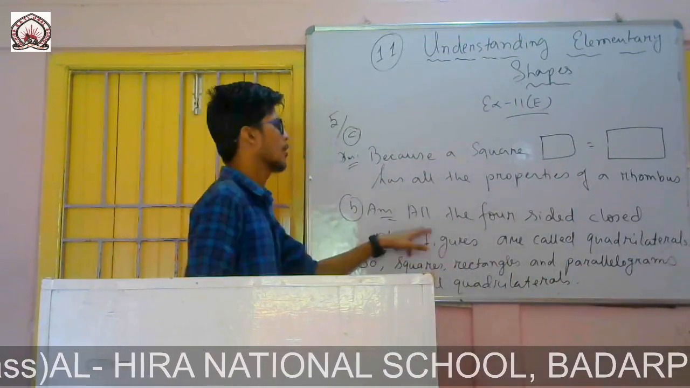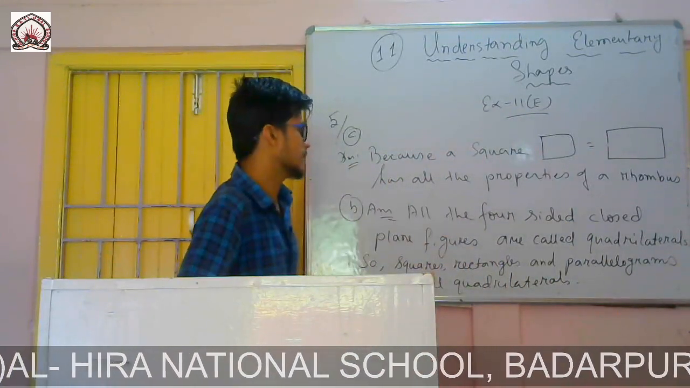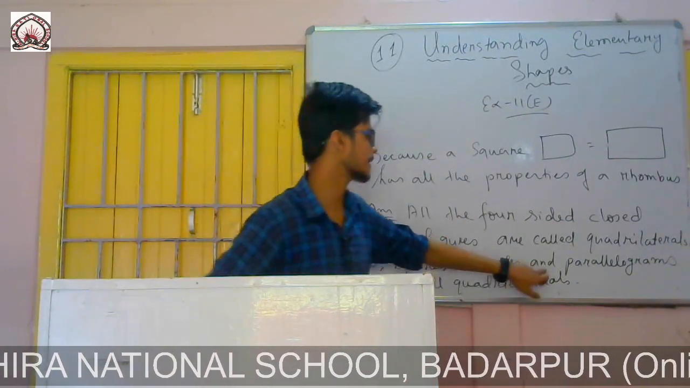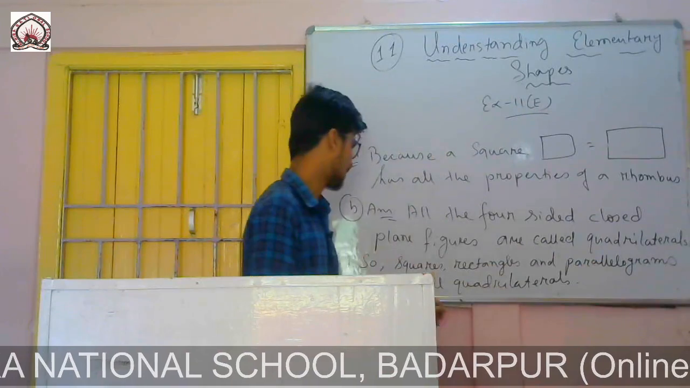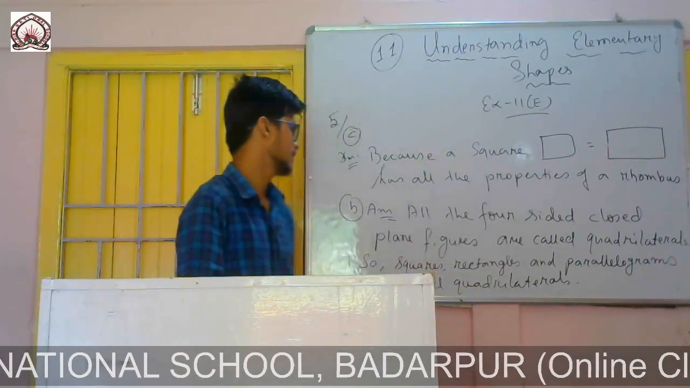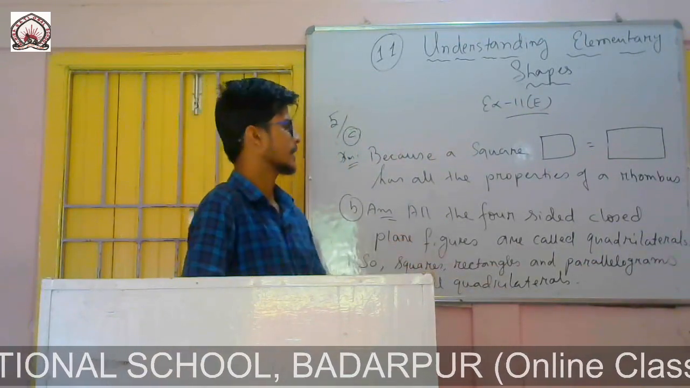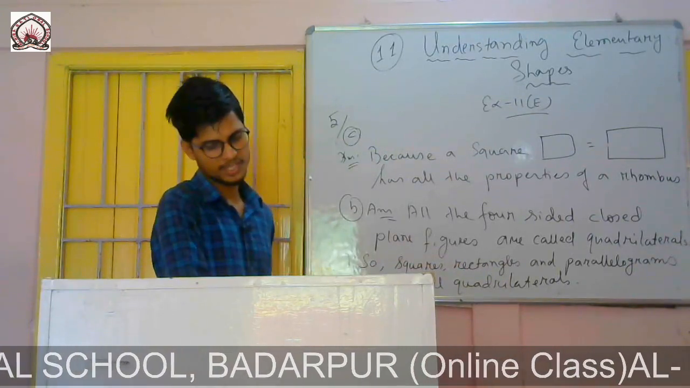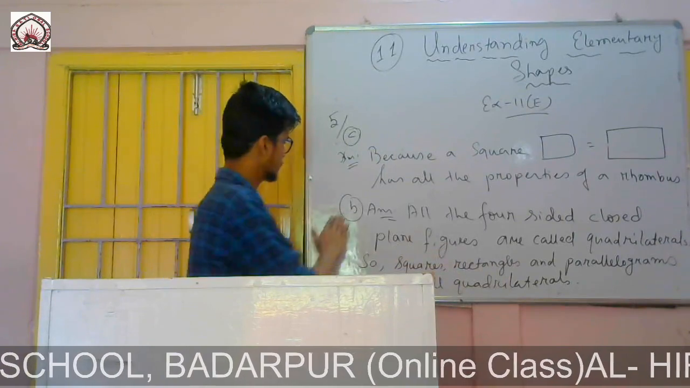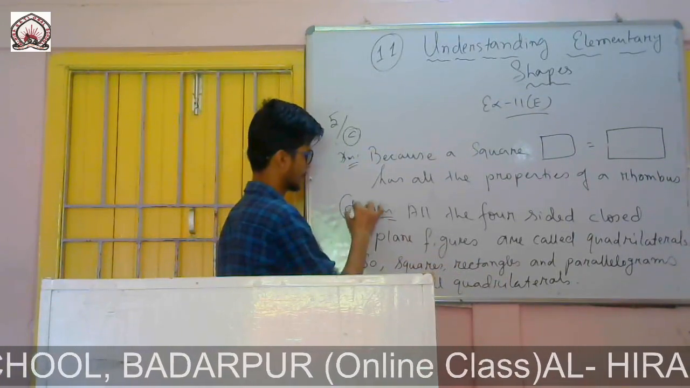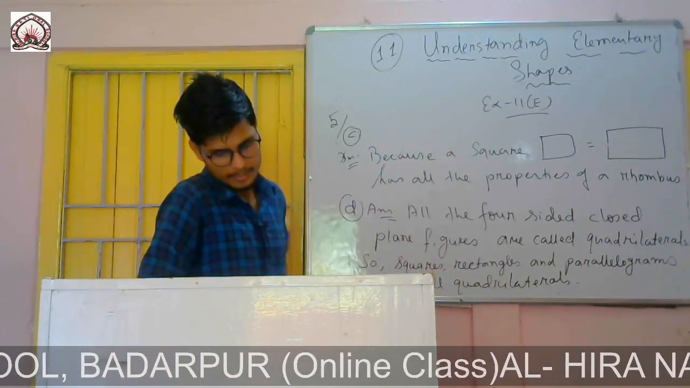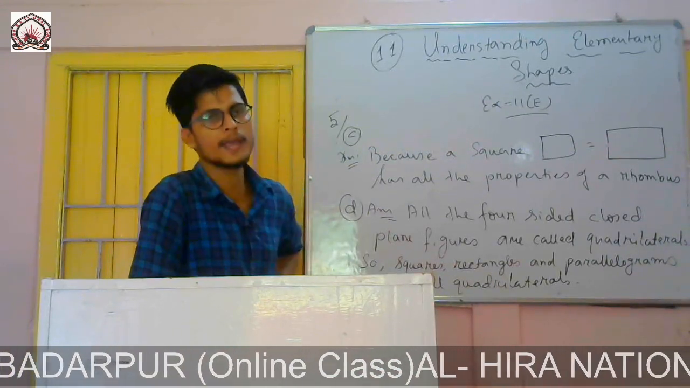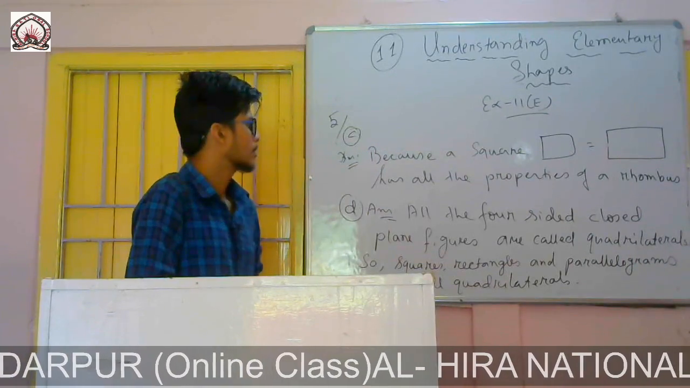Again I am saying all the four-sided closed plane figures are called quadrilaterals. So squares, rectangles and parallelograms are all quadrilaterals. Then question number E, square is also a parallelogram.